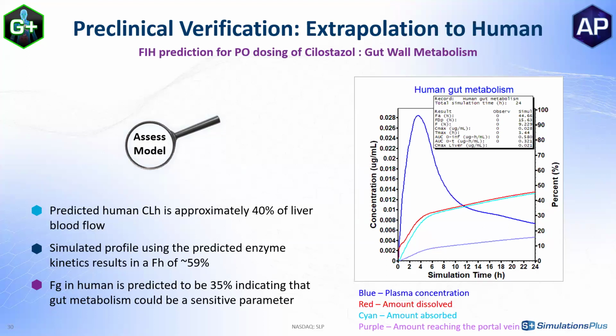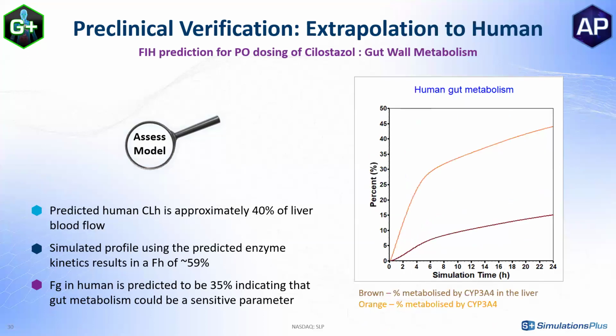GastroPlus also has a wealth of additional curves that you can leverage to understand your simulation further. And on this plot, you can see the percent metabolized by 3A4 in the liver, which is shown by the brown curve, and the total percentage metabolized by CYP3A4, which is shown by the orange curve. The difference indicates the contribution of gut metabolism. So overall, this analysis indicates that gut metabolism could be impactful and therefore is a sensitive parameter for the first-in-human prediction.